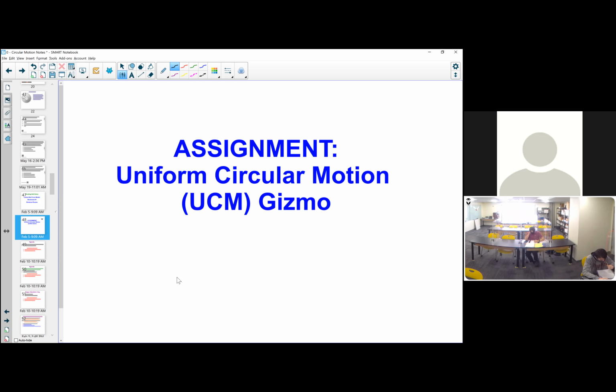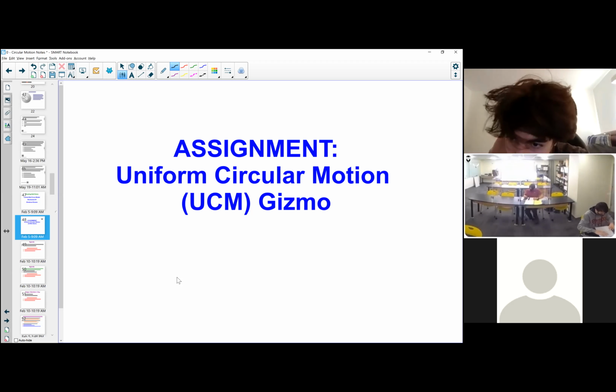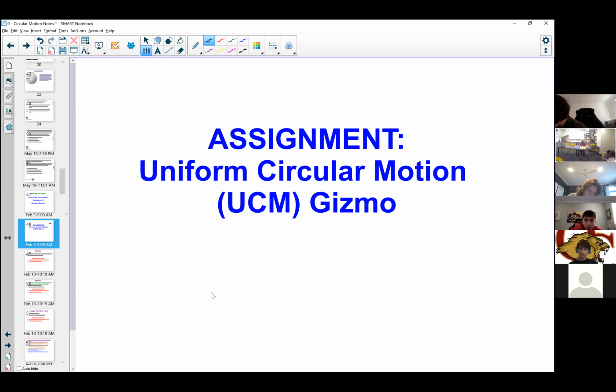All right, so 8.5 meters per second squared equals v squared over the radius. I got 17. I got 0.49 meters per second. Check.